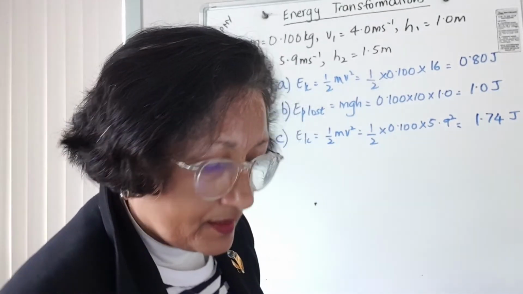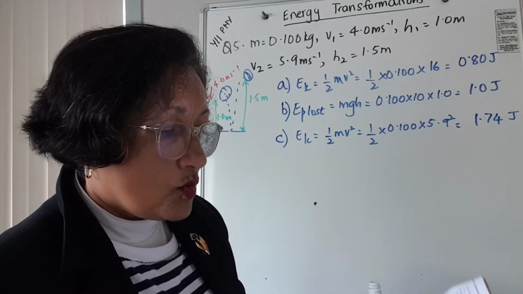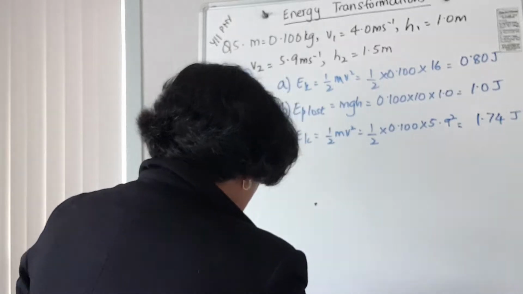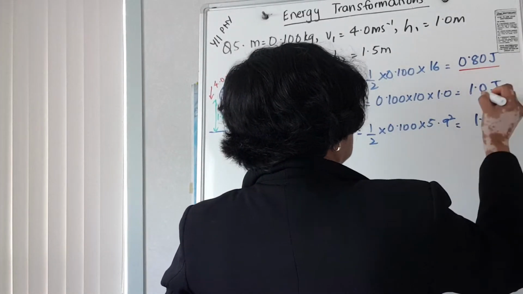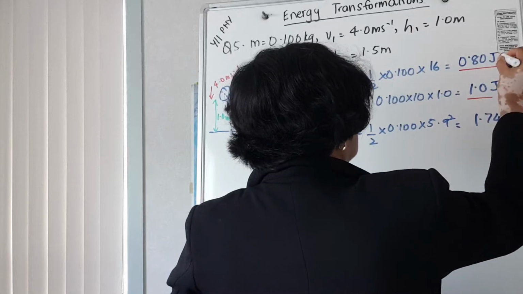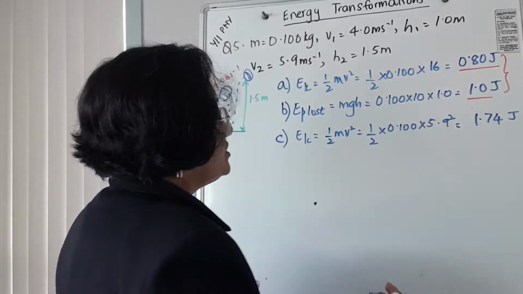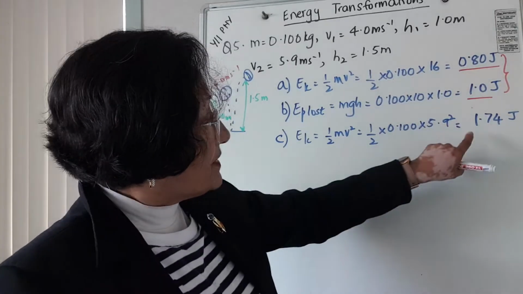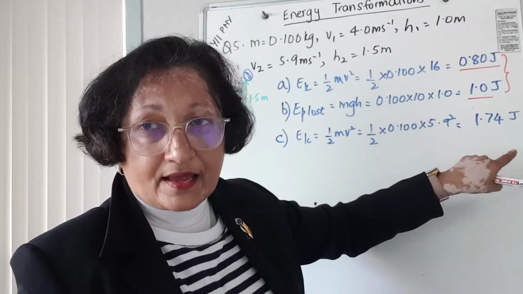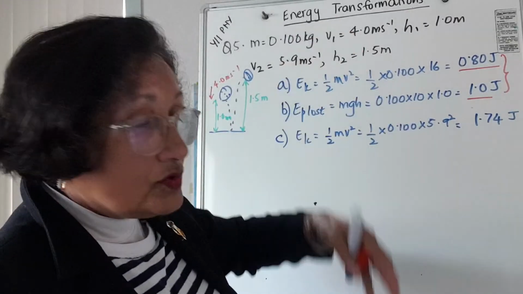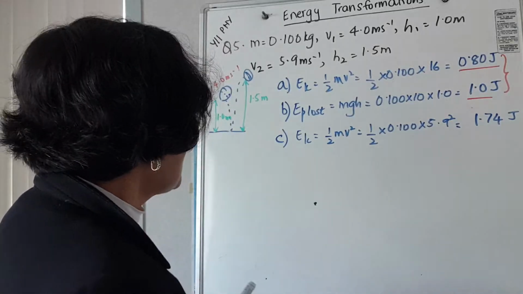Okay? Then, how much energy is lost as heat while the ball was dropping? So initially, it had 0.8 joules of kinetic energy and 1 joule of gravitational potential energy. You add both these together, you get 1.8, but it only gets 1.74 kinetic energy by the time it hits the ground. So on the way down, it's lost some energy in the form of heat and sound.